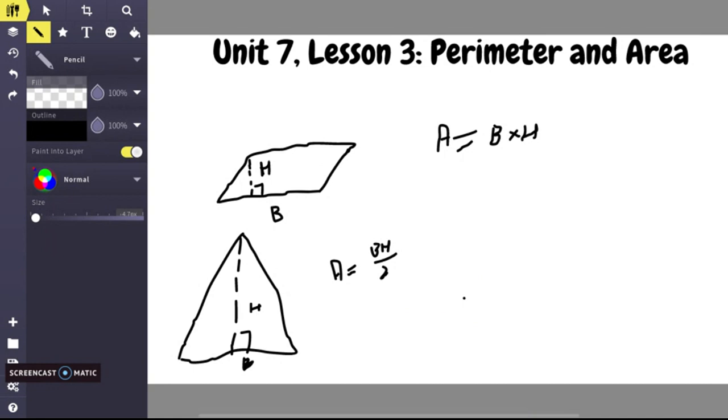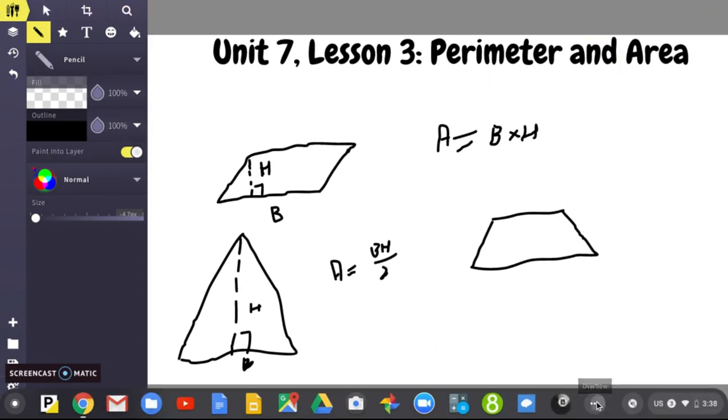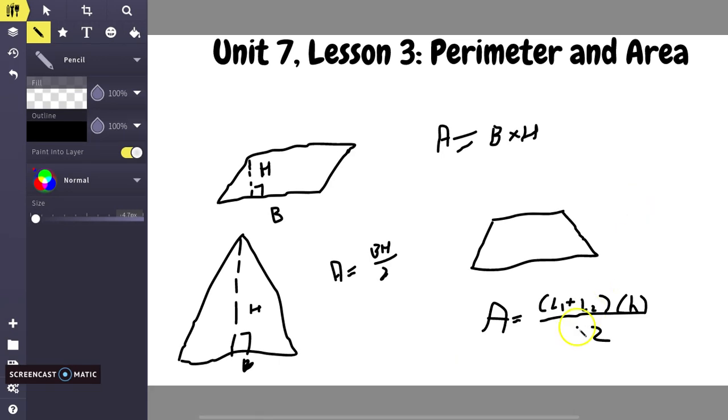Now let's try to see what it is for a trapezoid. So this is just a trapezoid. Once again, I'll explain what a trapezoid really is. But I will pause the video to write the formula because it's a little bit longer. Okay, so I have this now.